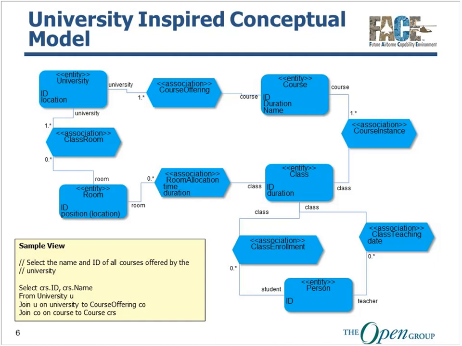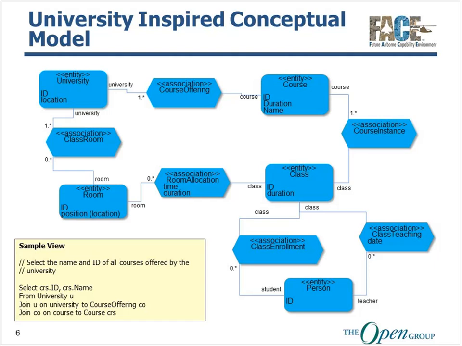So this little sample view here proposes I might want to have a message that's got the name and ID of all the courses offered by the university. In phase 3.0, what we've done is we've adopted an SQL-like syntax that can be applied to allow us to describe the data that's being extracted from our entity model. So here I'm going to say select course ID and course name. As I said, I want the name and the ID of all courses from the university.